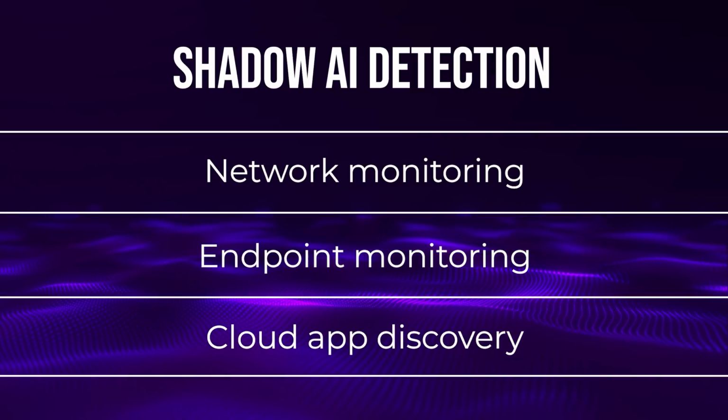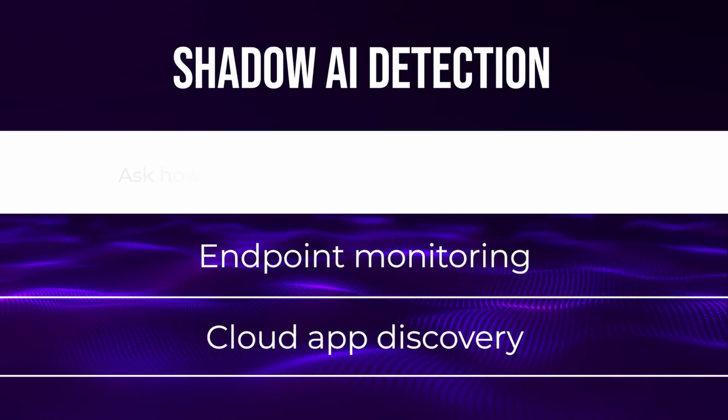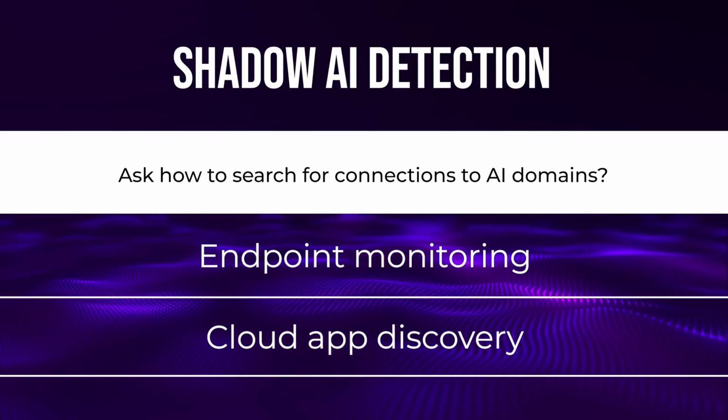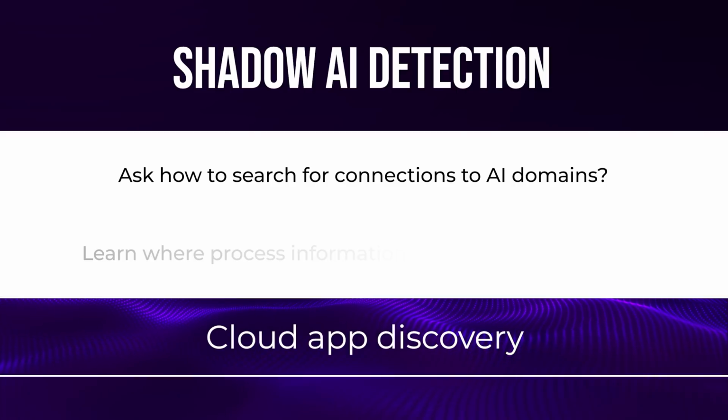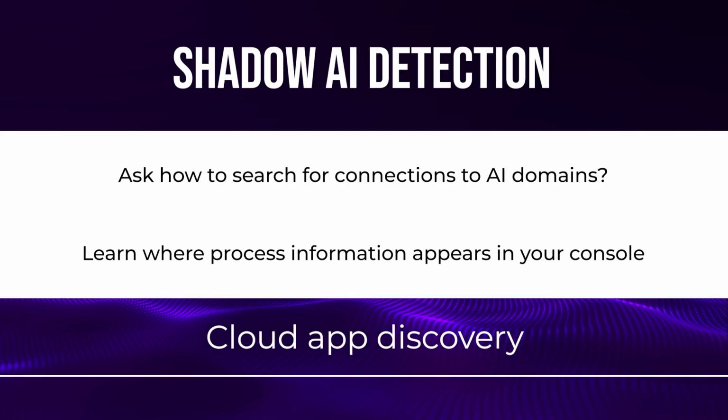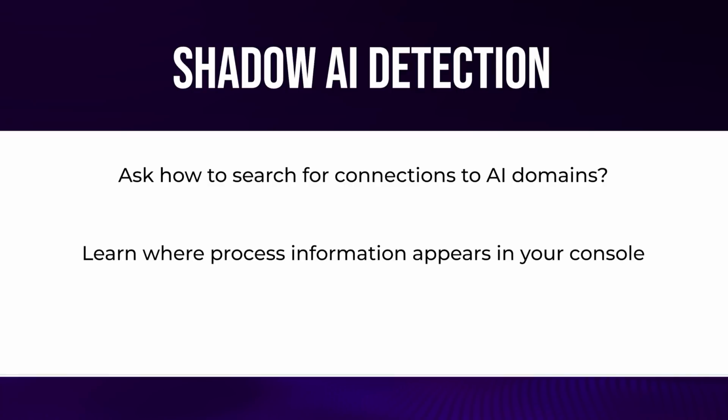I've seen this approach catch issues early and reduce surprise incidents because you're building awareness instead of just responding to problems after they happen. If you want to start applying this today, pick one lane and focus there first. If your team monitors web traffic, ask how to search for connections to AI domains. If you work with endpoint tools, learn where process information appears in your console. If your organization uses cloud app discovery, find out where those reports live.